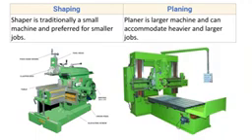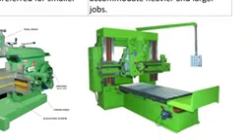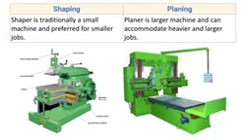Now the planer is larger machine and can accommodate heavier and larger job. So here you can see the planer machine, which is comparatively large to the shaper machine, and it is basically used for the heavy jobs. As it is having a very large table, we can fix a long job over that table because it can accommodate the heavier and larger jobs.